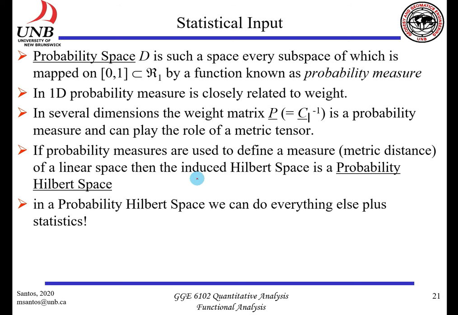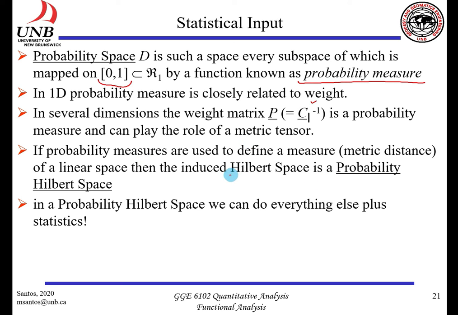What does it mean? It means that now we have a probability space. The probability space is a space in which every subspace is mapped onto 0 to 1. That's a probability, 0 to 1, 0 to 100%. So this is called a probability measure. In one dimension, we have this measure closely related to weight. In several dimensions, we get the weight matrix, the inverse of the covariance matrix of the observations, which again plays the role of a metric tensor.